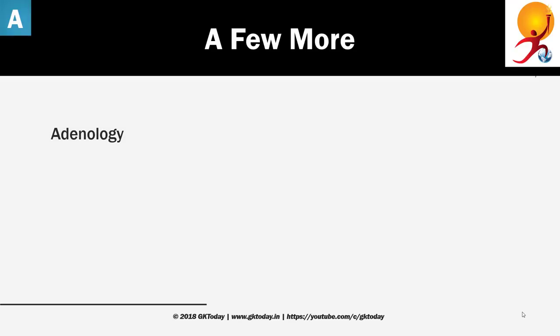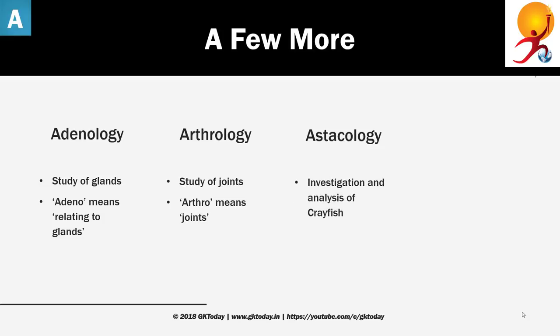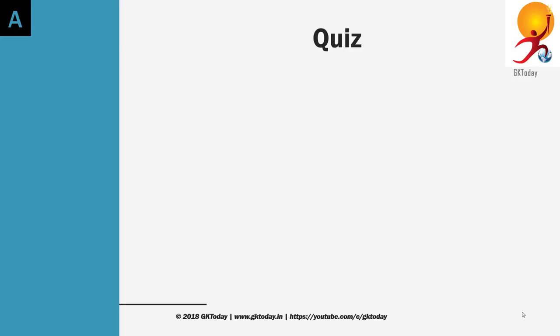Next is adenology. Adenology is the study of glands, adeno meaning glands. And arthrology, if anybody has heard of arthritis, they know it's related to joints. So this is the study of joints, where arthro means joints. Asticology is the investigation and analysis of crayfish. Crayfish is a kind of sea animal. Horticulture is the study of ecology of a particular species.